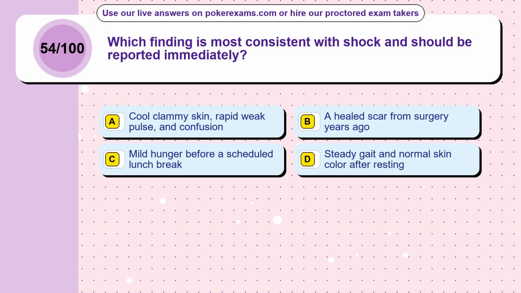Question 54. Which finding is most consistent with shock and should be reported immediately? Option A. Cool clammy skin, rapid weak pulse, and confusion. Option B. A healed scar from surgery years ago. Option C.